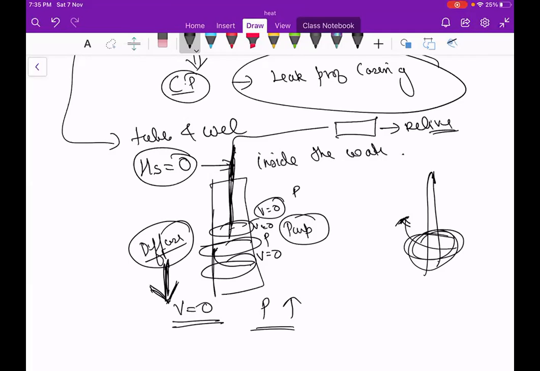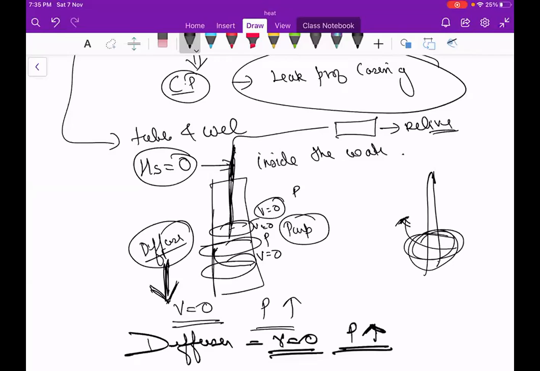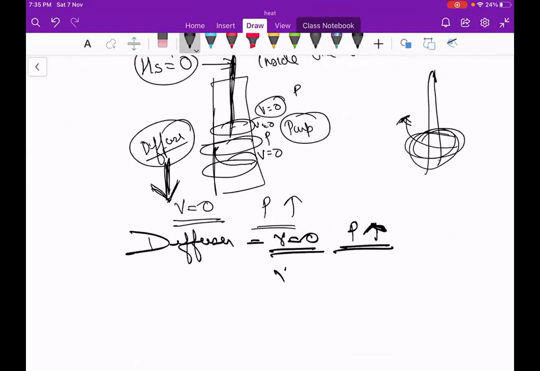So what is the use of the diffuser here? It will make velocity equal to zero. Ultimately, when velocity equals zero, pressure is going to increase. That is from Bernoulli's equation. The reverse is that when velocity increases, pressure will decrease. So this is what happens in the submersible pump.